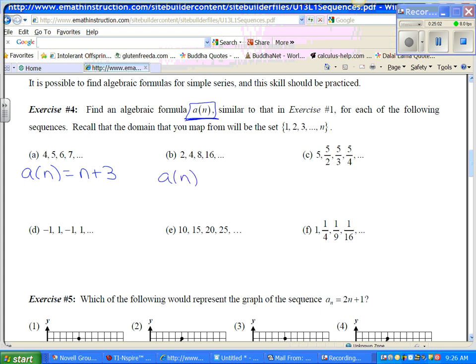Now, remember, it's not always going to be addition. Sometimes it's going to be multiplication. Sometimes it's going to be division. Sometimes it's going to be exponential. It just depends on the sequence. So let's see if you can figure out B.